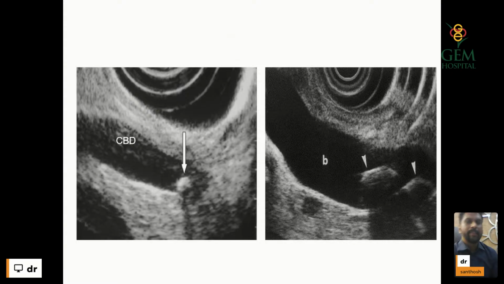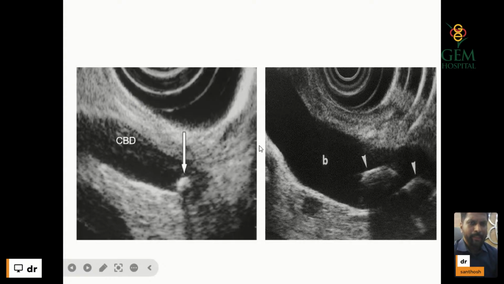This is an EUS image, taken in the duodenal bulb. In the duodenal bulb, you can see two anechoic structures, one proximal to the probe and one distal to the probe. The proximal one is the CBD, and the distal one is the portal vein. In this anechoic structure, you can find an echogenic focus with an acoustic shadow. This is a CBD stone.